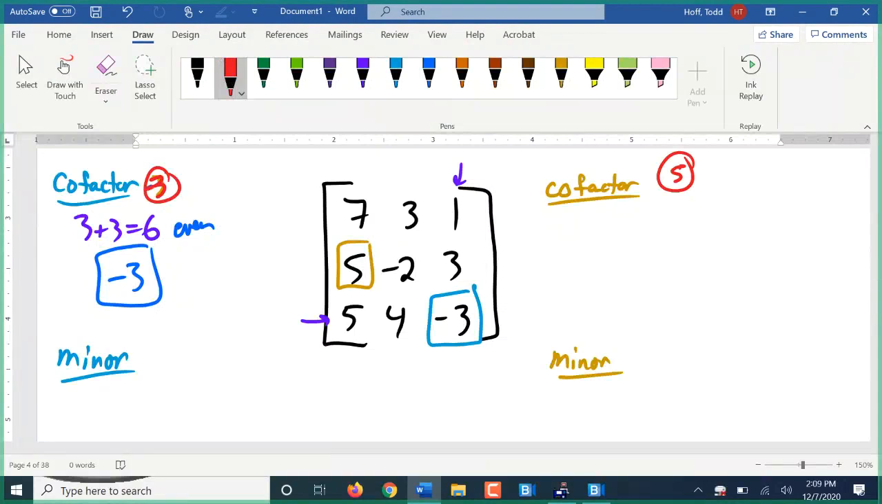The minor, we're going to exclude its row and column. The minor, we have 7, 3, 5, -2. There's the minor.